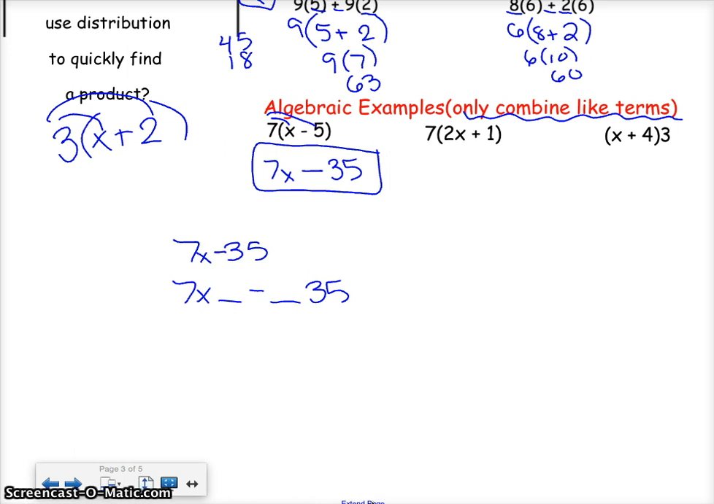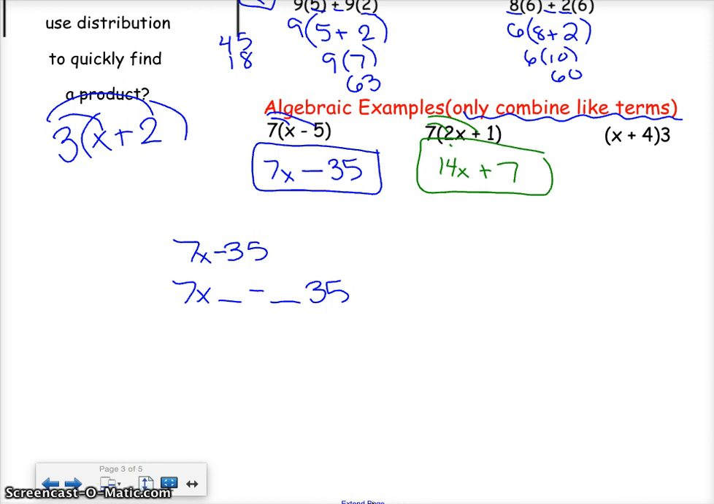Okay? So now the next one, I'm going to distribute my 7 to 2x plus 1. 7 times 2, 14, throw the x on the side, plus 7 times 1, 7. That's what you would type into Schoology. 14x plus 7.